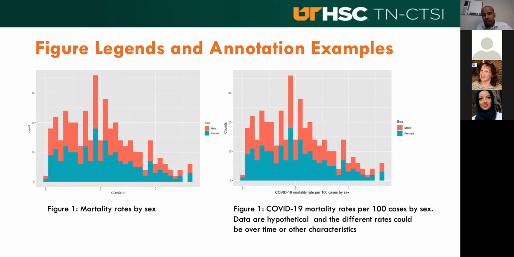But in the next figure, we have more information in the title. It's on COVID-19 mortality rate per 100 cases by sex. Data are hypothetical, and the different rates could vary over time or other characteristics. So this information is at least helpful.